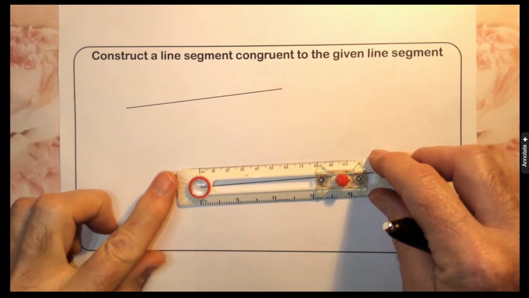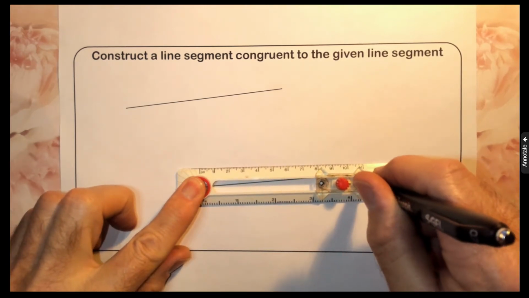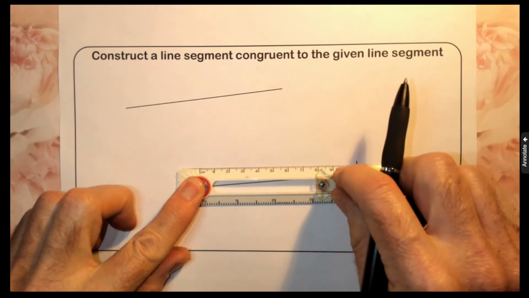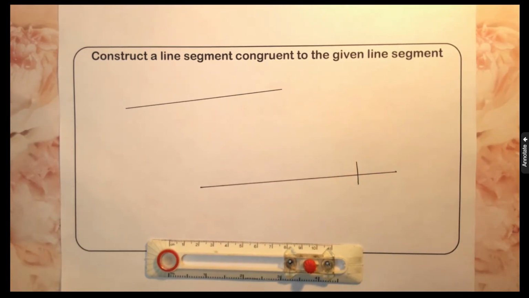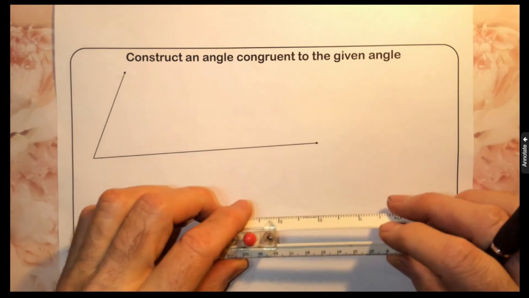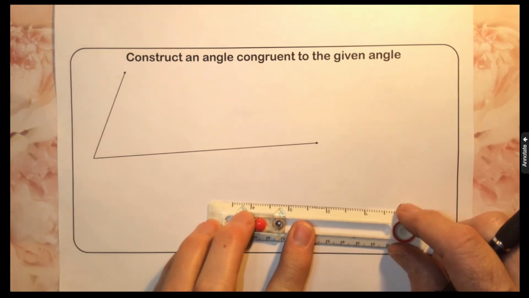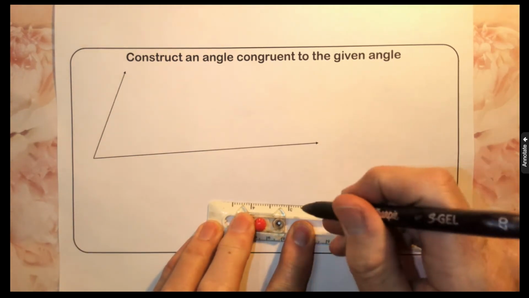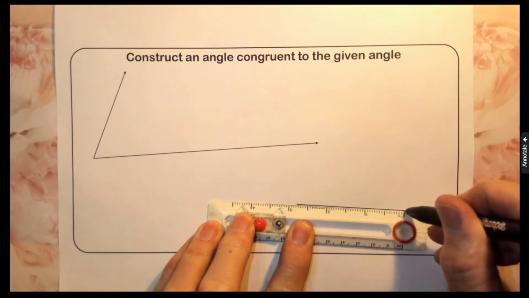He goes to his first line and swings an arc. Oh my goodness, he's done it! From that arc that he just made to the end point on the left is the exact same distance as the original. Now our mathematician will attempt to construct an angle congruent to the given angle.